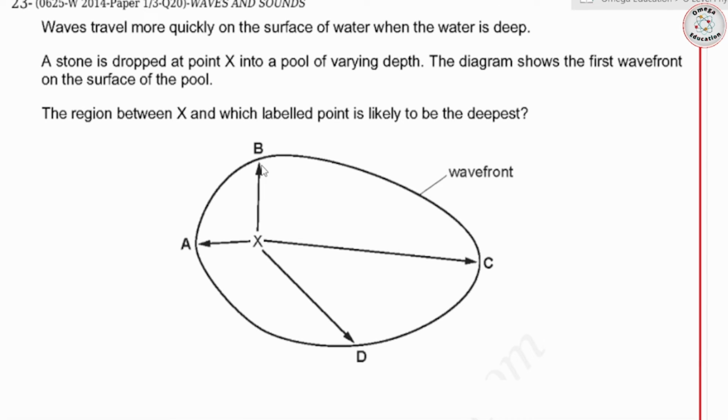So the deepest point would be the point that is at the maximum depth, and that is C. How do we know? We have studied one thing for water waves, that the deeper the water, the more would be the wavelength of the waves. So point C represents the highest wavelength, and hence point C has to be the deepest.